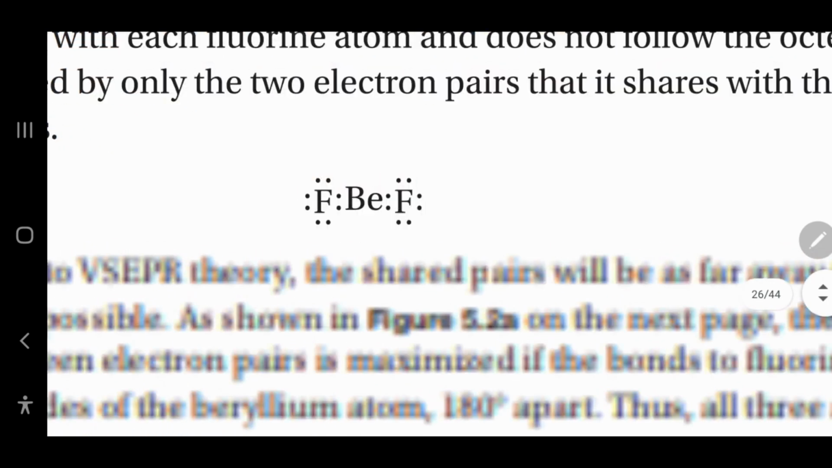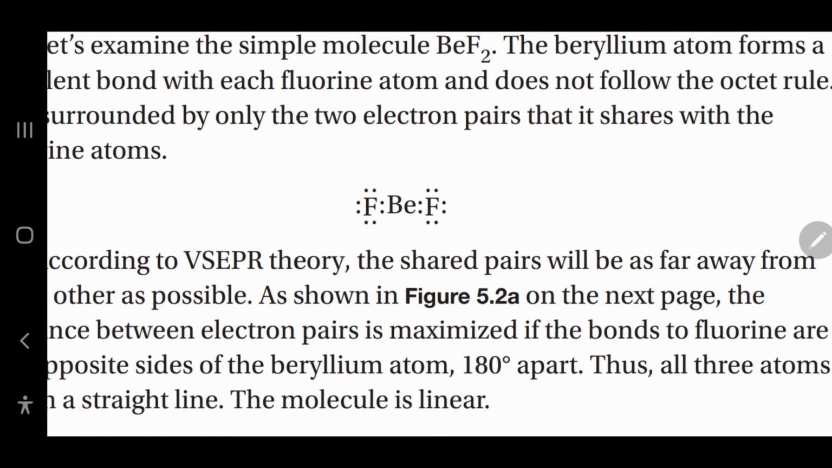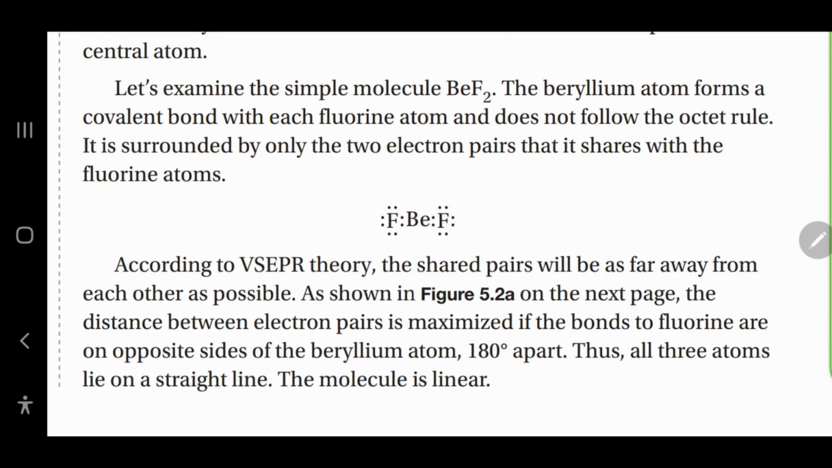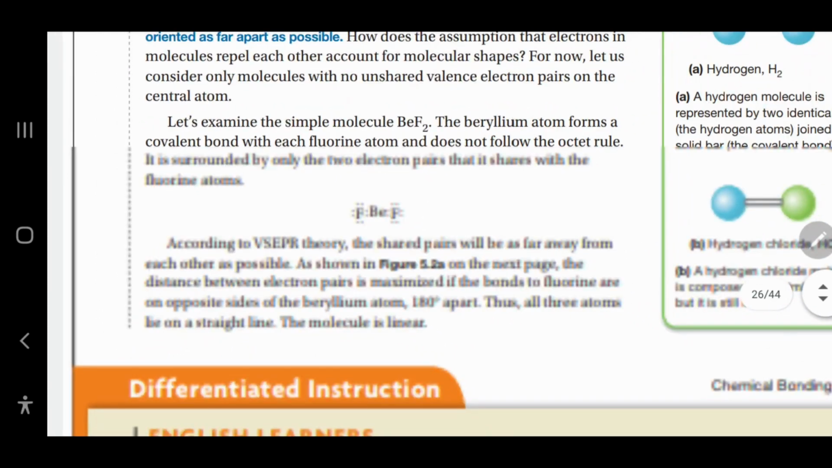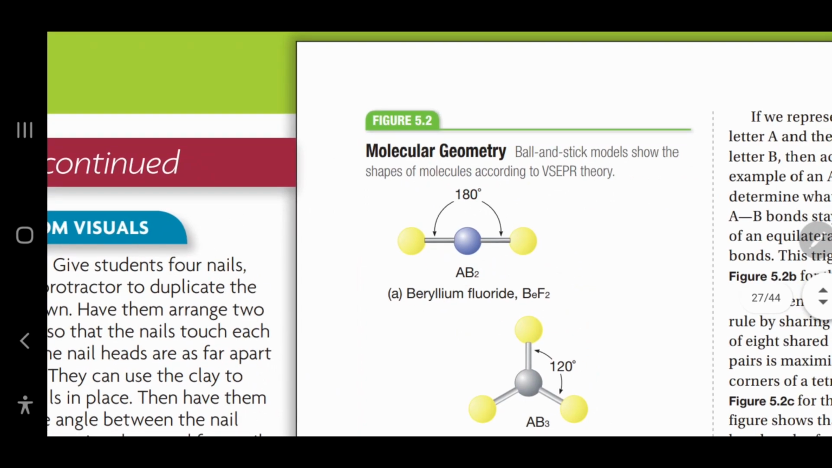2 fluorine atoms. As you can see here, this is the Lewis structure for BeF2, and as we know, Be is an exception from the octet rule, so beryllium will not fit the octet rule. It is enough for it to be surrounded by 4 electrons. So simply, as you can see here, beryllium is connected with 2 fluorine atoms to form a linear shape, as we can see here.